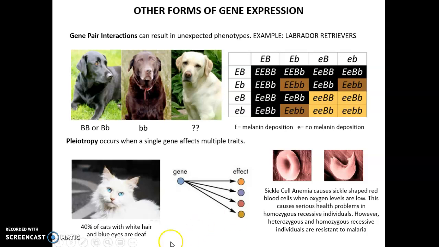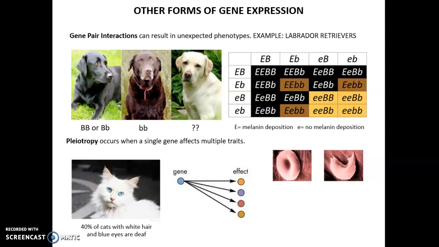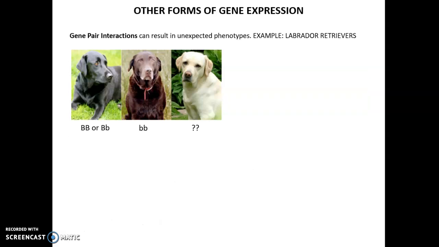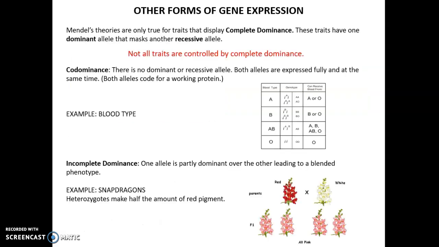So make sure you go through Mendelian complete dominance, as well as codominance, incomplete dominance, gene pair interactions, and pleiotropy, and know the difference between all of these when you're looking over your slides.